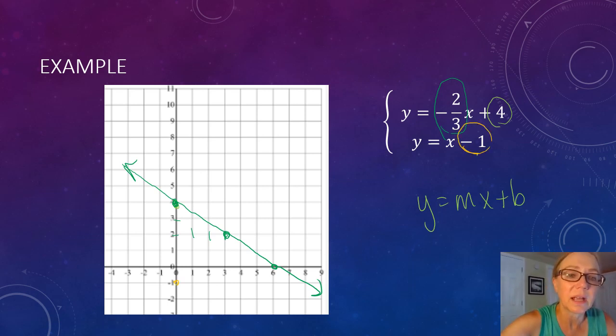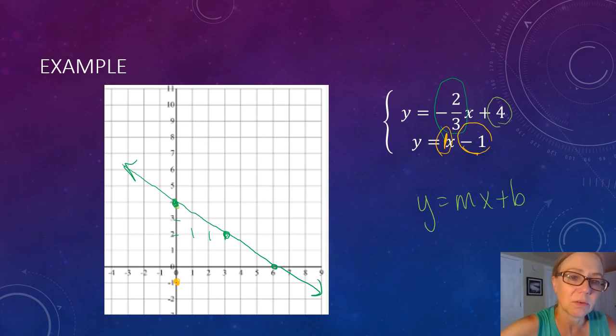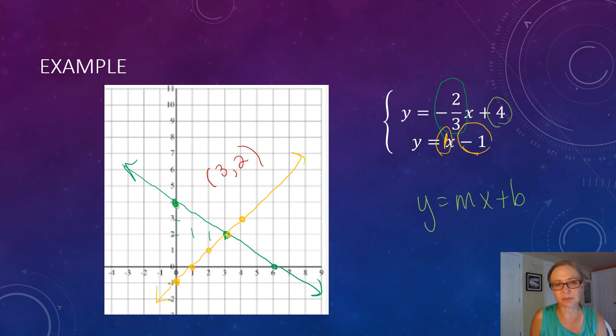So I'm going to put a dot at -1, and now I'm going to use the slope, which is +1, and I'm going to rise 1, run 1. From the orange dot, I go up 1 over 1, up 1 over 1, up 1 over 1, up 1 over 1, and then I connect those dots with a straight line, and the point of intersection here is (3, 2). So that's the solution of the system, (3, 2).